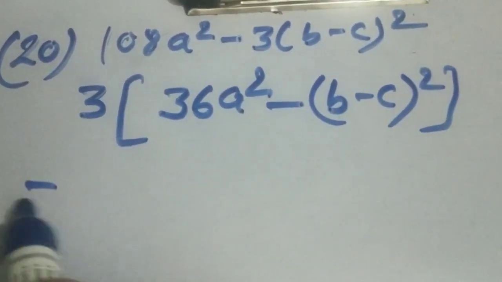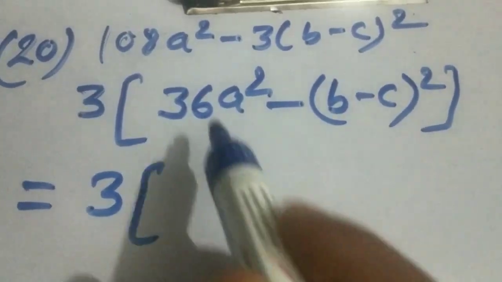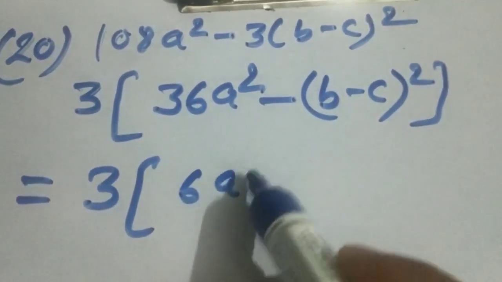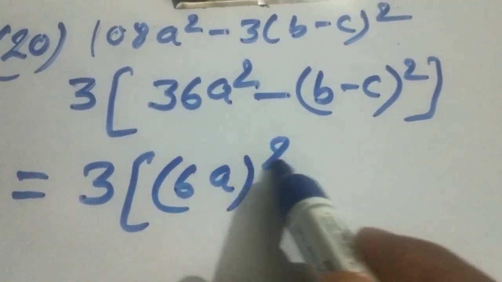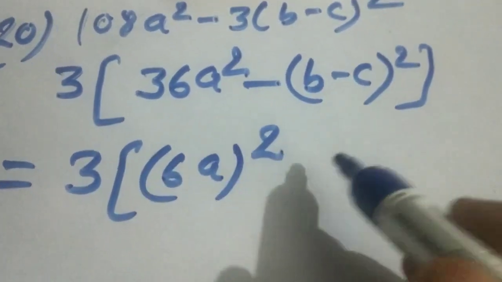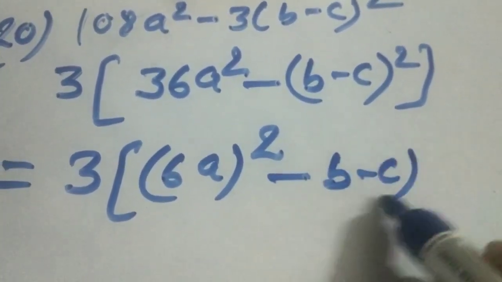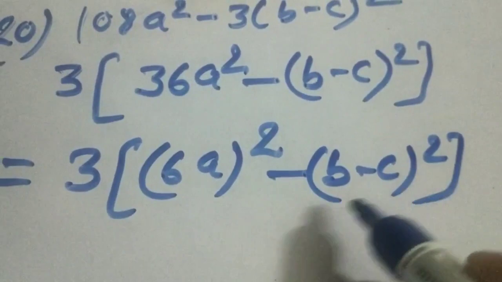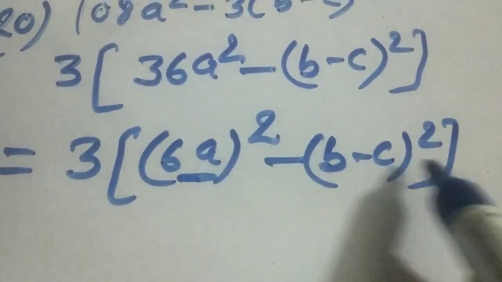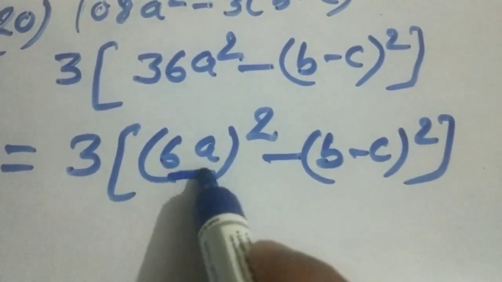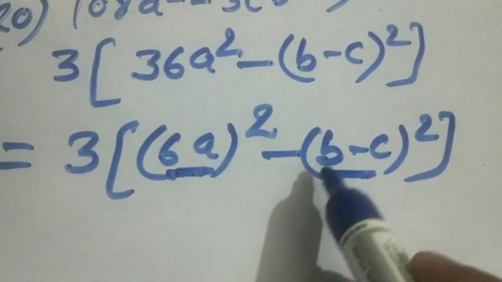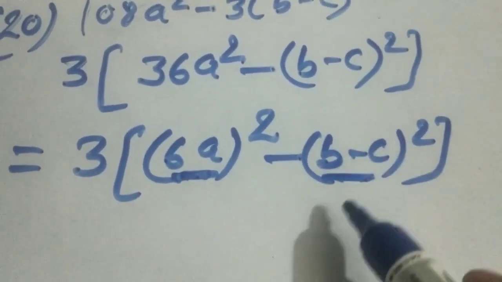Now this will be 3, and this is the square of 6, so write here 6, and a square is the square of a, so write here a, and the whole square. 6 square is 36, and a whole square is a square, and minus b minus c the whole square will be here. So this is your a, this is the difference of two squares. At the place of a there is 6a, and at the place of b there is b minus c.